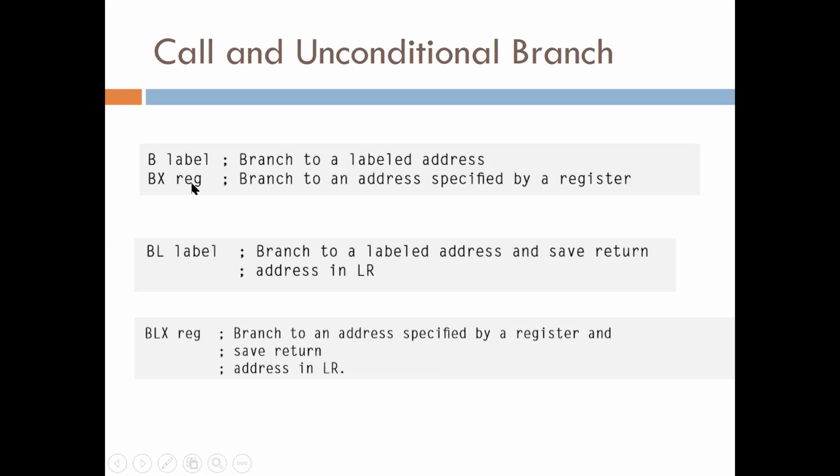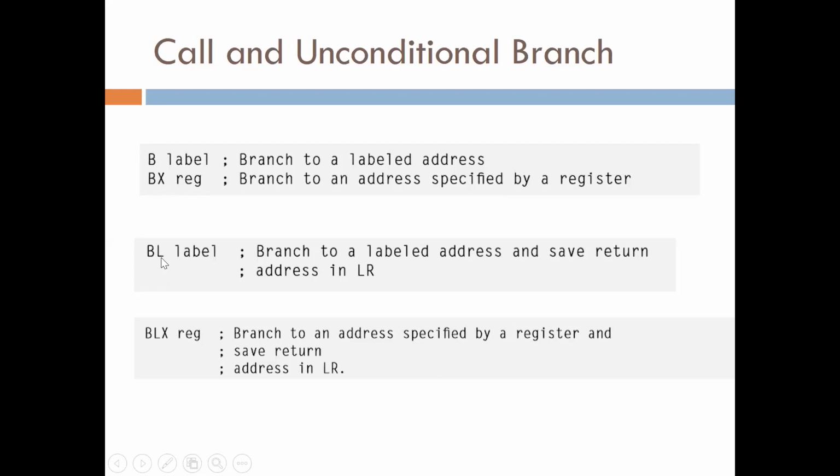Again, there is no condition here. Hence, it is an unconditional branching. Next instruction is BL label. Again, there is a direct labeled address here. That is, the branching address is directly specified in the instruction itself. BL stands for branch with link.